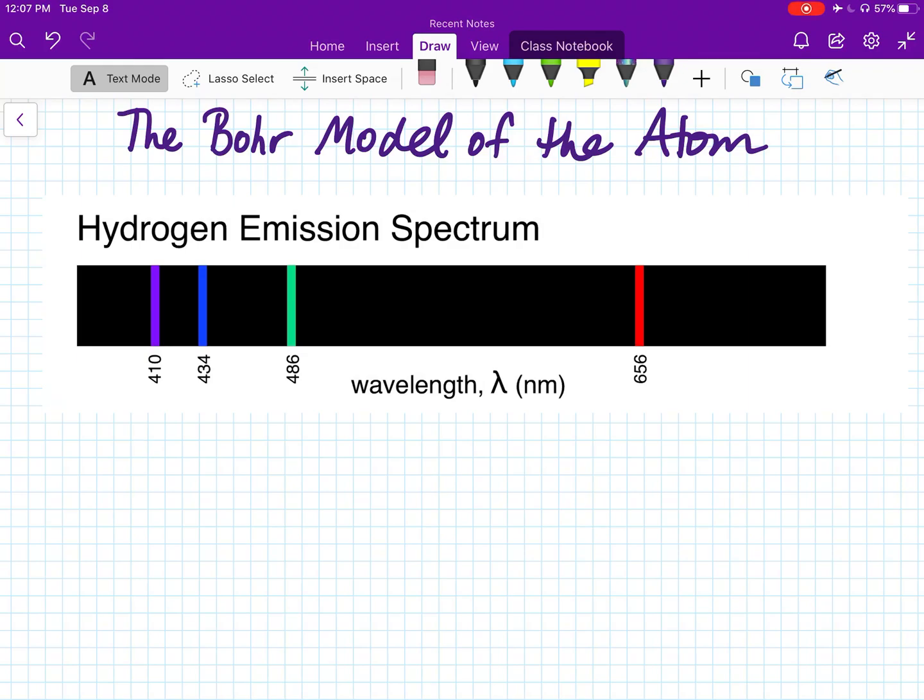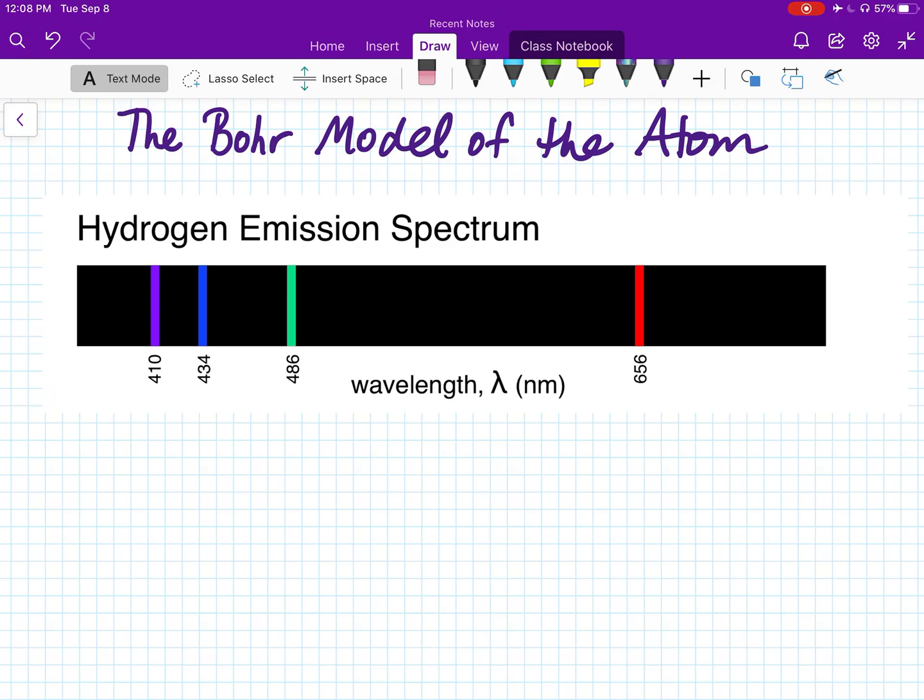Okay, so I posted a video for you to watch demonstrating that when you pass an electric current through a discharge tube filled with pure hydrogen gas, that is H2 gas, the H2 molecules dissociate, so you get H atoms, hydrogen atoms, and the excited hydrogen atoms emit light at very discrete wavelengths. So this is the hydrogen emission spectrum.